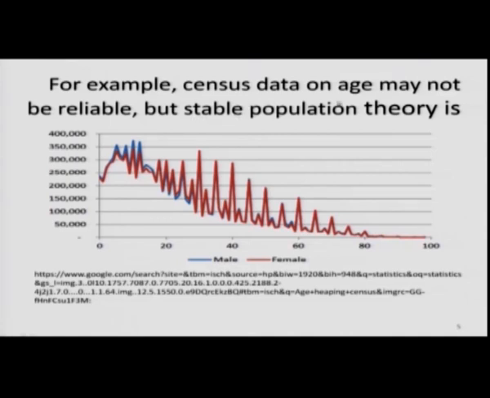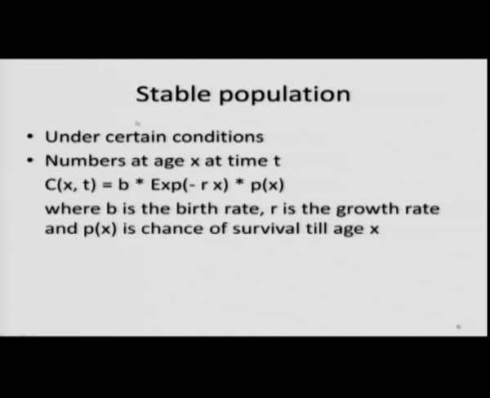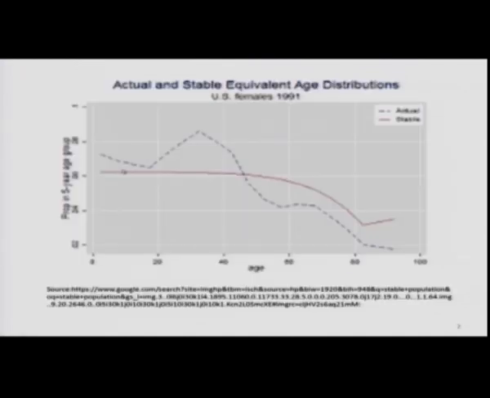For example, census data on age may not be reliable, it suffers from fluctuations, and those fluctuations are due to age heaping, and you may like to fit a stable population model to data on numbers against age. What a stable population means is that under certain conditions, numbers at age x at time t may be expressed as C(x,t) = b e^(-rx) p(x), where b is the birth rate, r is the growth rate of population, and p(x) is the chance of survival till age x. Here is a comparison of actual and stable equivalent age distributions.